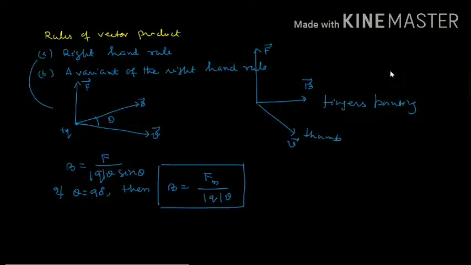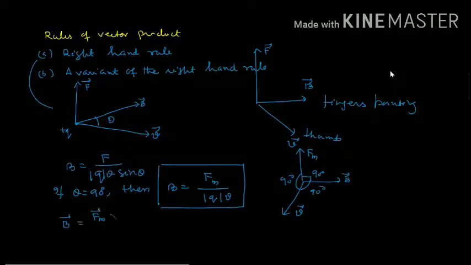Here B, Fm and V are mutually perpendicular to each other. Suppose this is the B vector and this is the V vector and this is your Fm. So these are mutually perpendicular, so B equal to Fm by mod q into v. In vector form, we can write B vector is equal to Fm vector cross m cap divided by mod q into v.